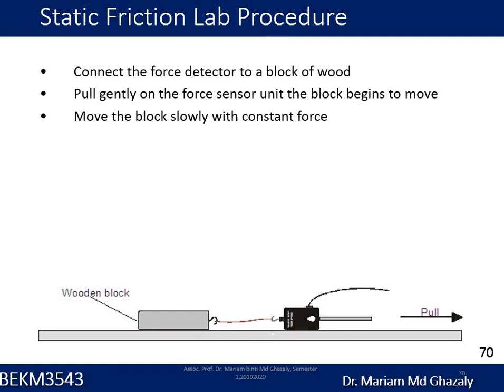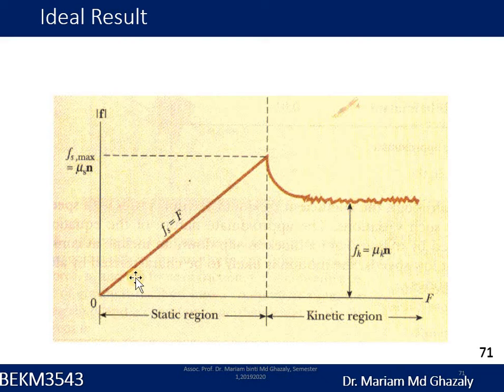Typically, when we try to determine the static friction, you use a force detector or force sensor to drag a block of wood whose mass you already know. You control the amount of force that you use to pull it, and you try to maintain the block moving with this constant force at a low velocity. Eventually we can have these results.